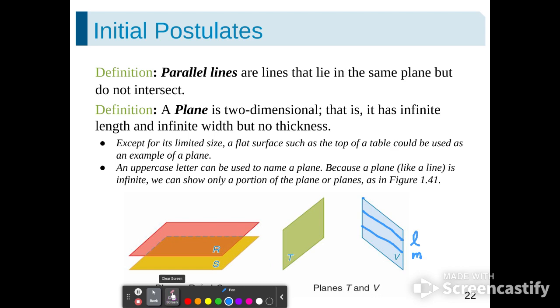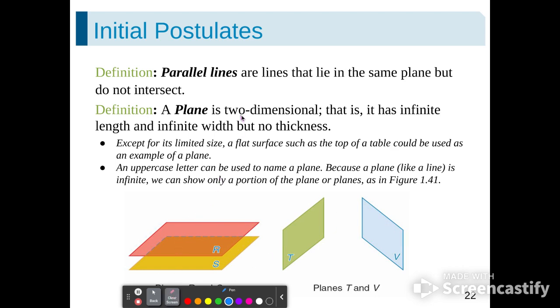If two lines are not in the same plane, like if I had line L here and line M over here, obviously they don't look parallel, but we can't say they're parallel because they're not in the same plane. There's a possibility they could intersect or whatever it is.